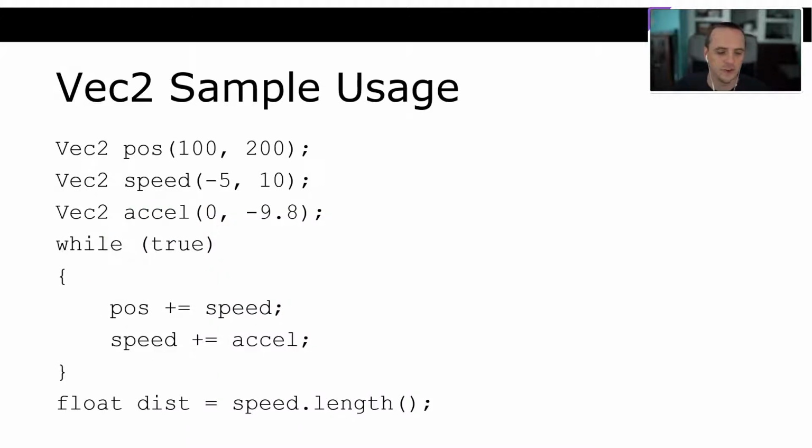So how would we use a Vec2? We saw an example of this already. We can set up a Vec2 as a stack allocated object like this: Vec2 position, and we give it an x value of 100 and a y value of 200. Maybe then we have a speed, maybe this should be velocity, or an acceleration. Then in our game loop we can add speed to position, and add acceleration to speed. We can figure out how far the object moved each frame by calling the length of the speed vector. So Vec2 will be a really useful class going forward.